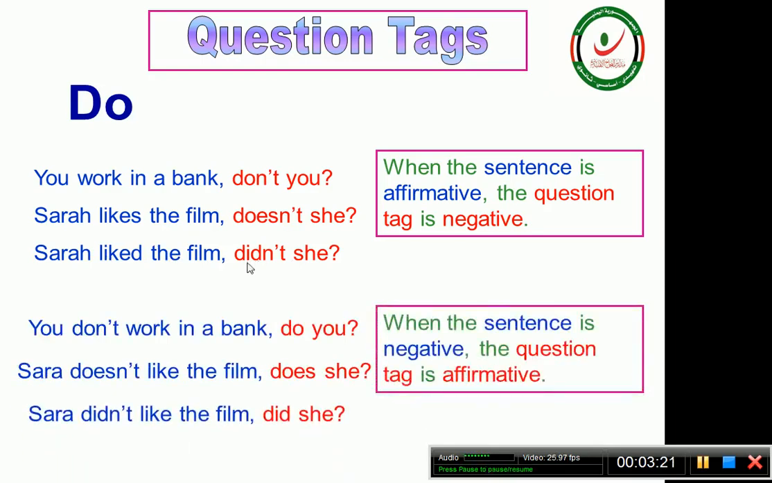You don't work in a bank, do you? Because here is negative, we should use here in the question tag affirmative. Sarah doesn't like the film, does she? Sarah didn't like the film, did she? When the sentence is negative, the question tag is affirmative.